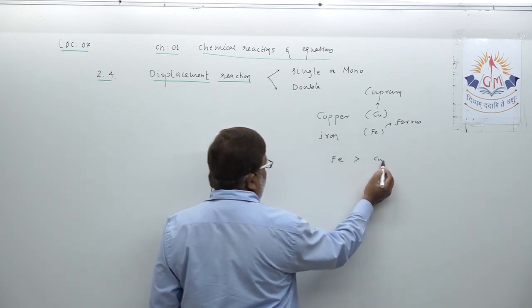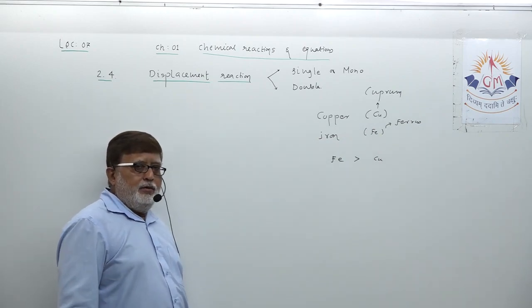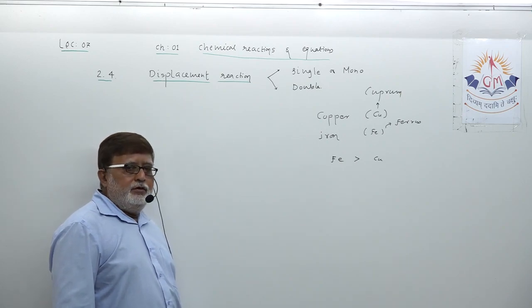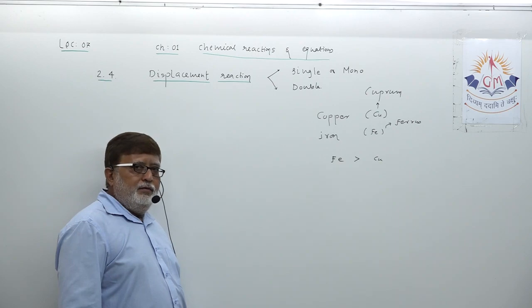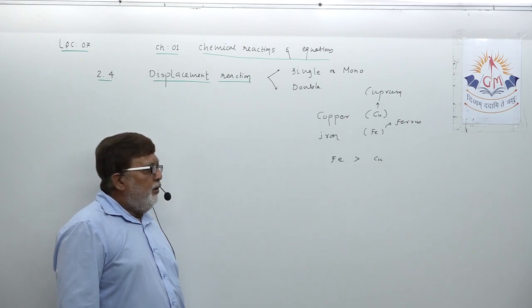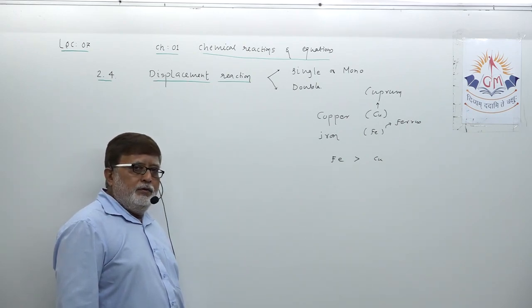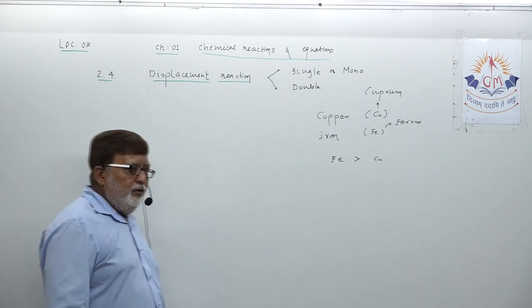Iron is more reactive than copper. I am trying to explain the meaning of the definition of this particular chemical reaction. When I speak the definition and you read it from the material, you will come to know why I am discussing this. Iron is more reactive than copper, that we all know.